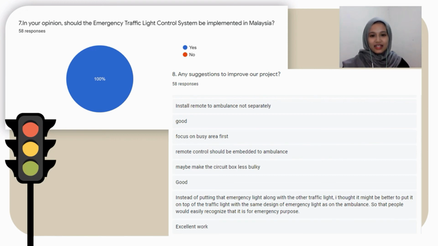And lastly, instead of putting that emergency light along with the other traffic light, I thought it might be better to put it on top of the traffic light with the same design of emergency light as on the ambulance, so that people would easily recognize that it is for emergency purpose. And other than that, we also received a compliment from the respondents saying that our project is good and an excellent work. And that is all for the feedback on our model.